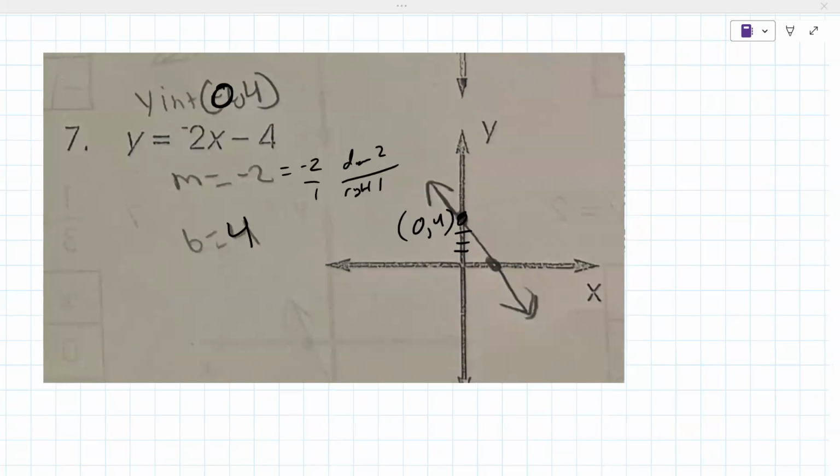Okay, so let's look at number 9. Why don't you try graphing number 9 on your own now that you've kind of seen what we're doing.